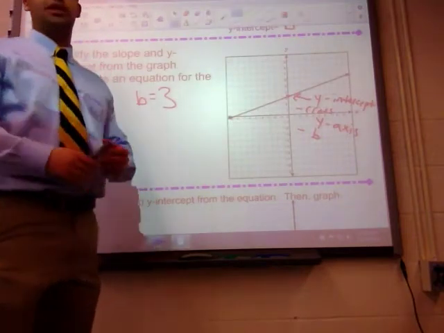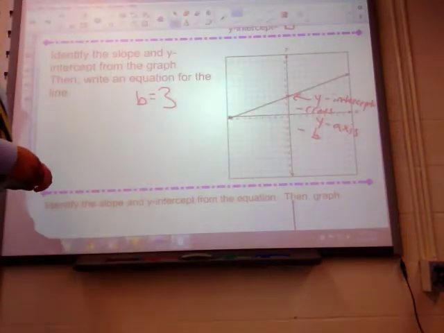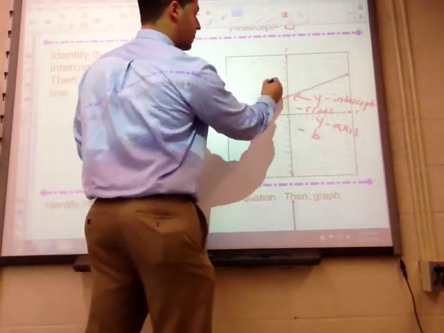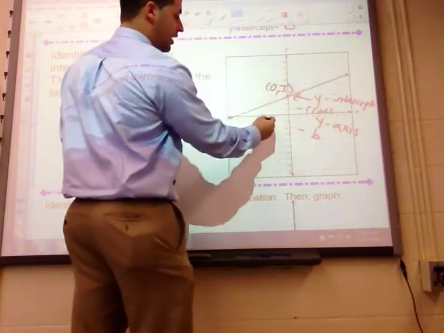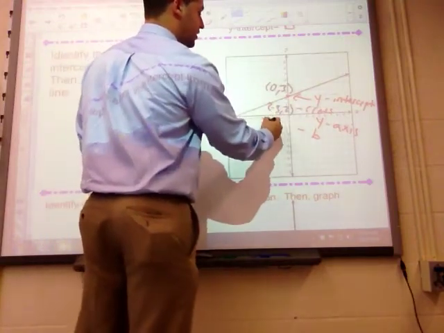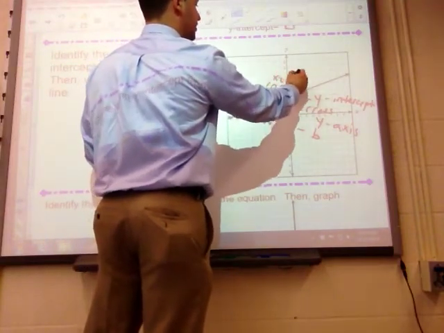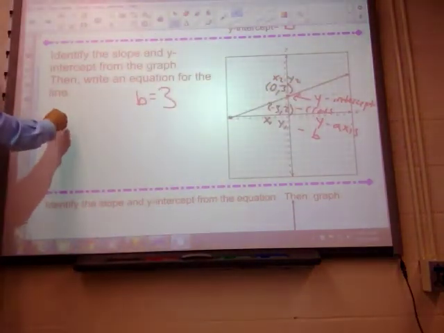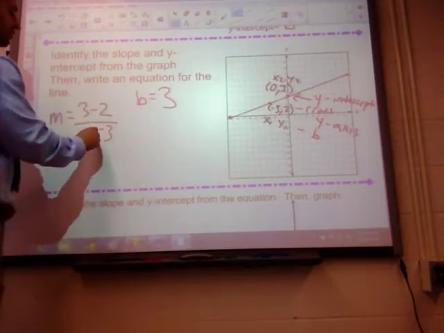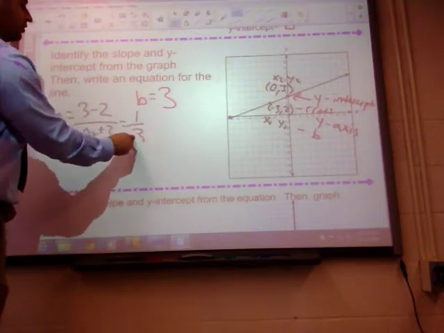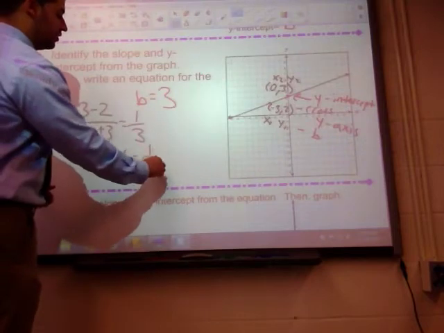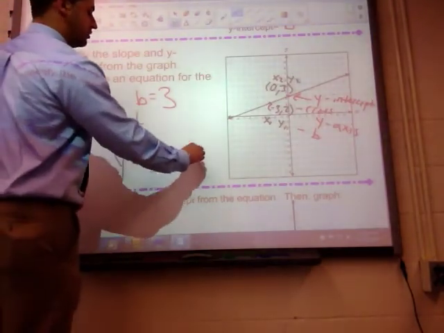Now our slope is our change in y over our change in x. So we can pick off 2 points. We could say point (0, 3) and (-3, 2). So we'll call this x1, y1, x2, y2. So m equals 3 minus 2 over 0 minus negative 3. Make that a plus, 1 over 3. So m is 1/3, and all we do is plug it right into the equation. y equals 1/3, that's m, x plus 3.